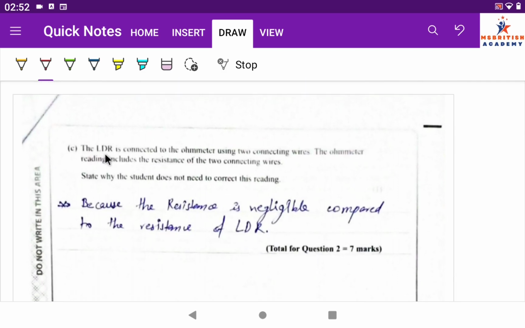Now see, the LDR is connected to the ohm meter using two connecting wires. The ohm meter reading includes the resistance of the two connecting wires. State why the student does not need to correct the reading. You can write this answer: because the resistance is negligible compared to the resistance of the LDR.